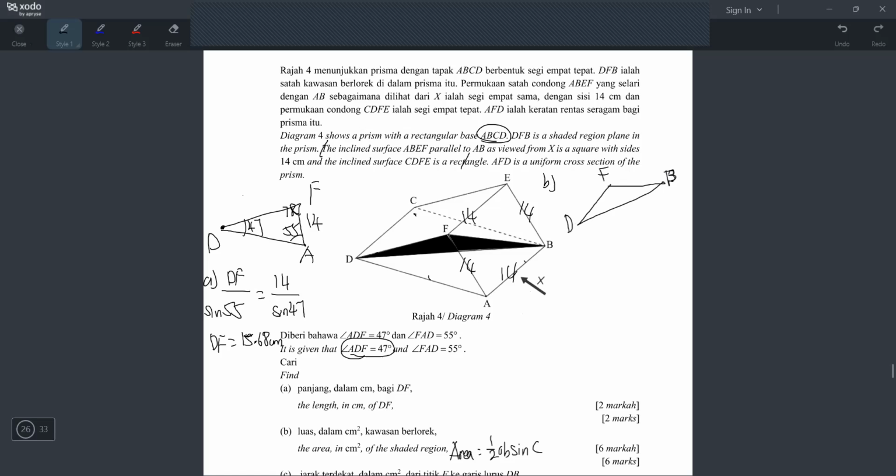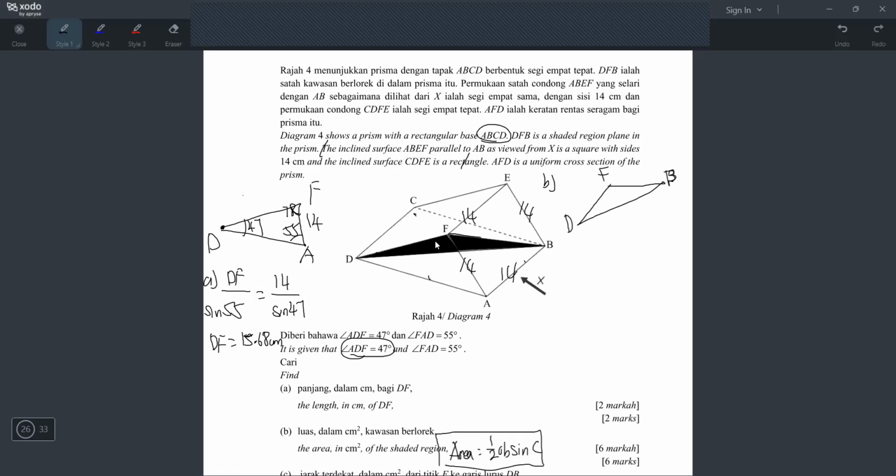What is A? What is B? What is C? A and B are any two sides. C is the angle in between the two sides. So do I have any two sides here? FB length, don't have. BD length, don't have. DF length, don't have also. And then angle, do I have any of these angles? Don't have. The 47, 55, I cannot put it in here. I don't think you can. Yeah. So that is a big problem, right?